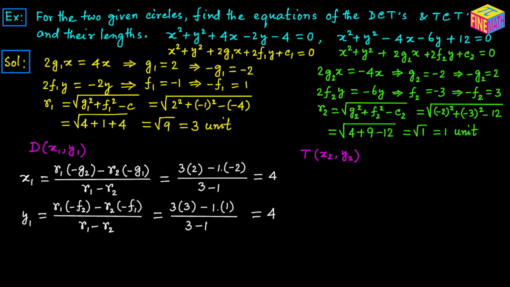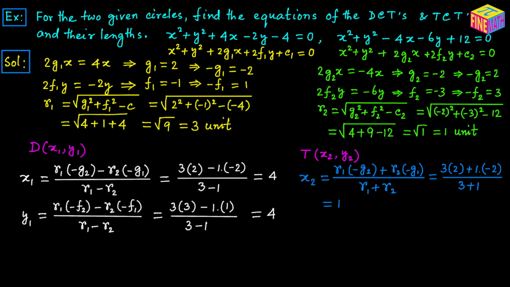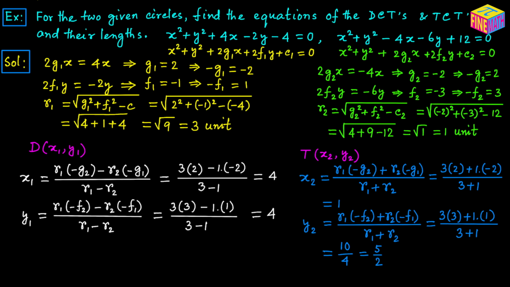Let's try to calculate the coordinates of the point of intersection of the transverse common tangents. There the x coordinate will look like this. It will be positive 1, and the y coordinate turns out to be positive 5/2. So the coordinates of the point of intersection of the two transverse common tangents would be 1, 5/2.